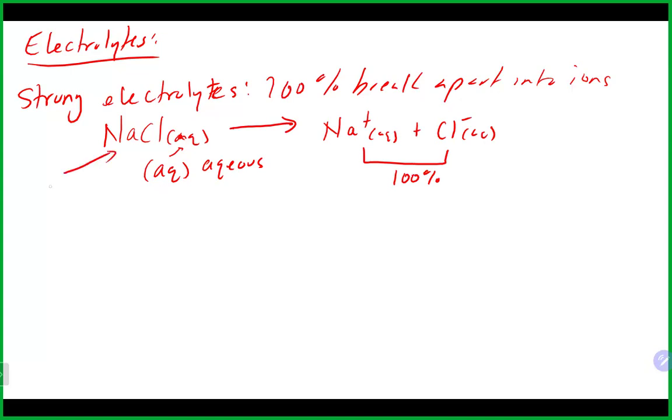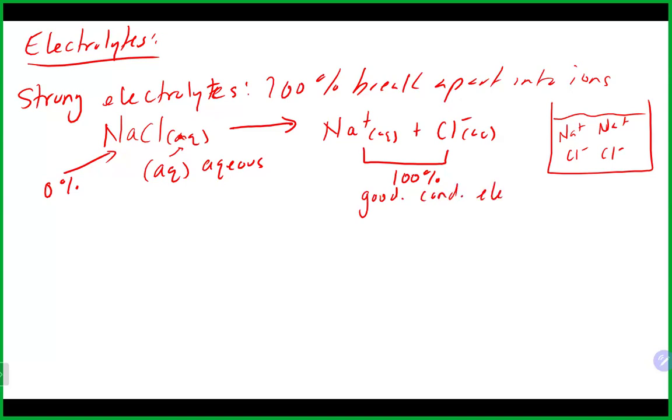You would have none of the sodium chloride units still together. So if you were to toss that together and dissolve it in water, you would have just 100% of these positive ions and chloride ions floating around. You would have none of them still together. Because of that, you have a ton of ions in that solution. It's going to conduct electricity really well, so it's going to be a very good conductor of electricity.